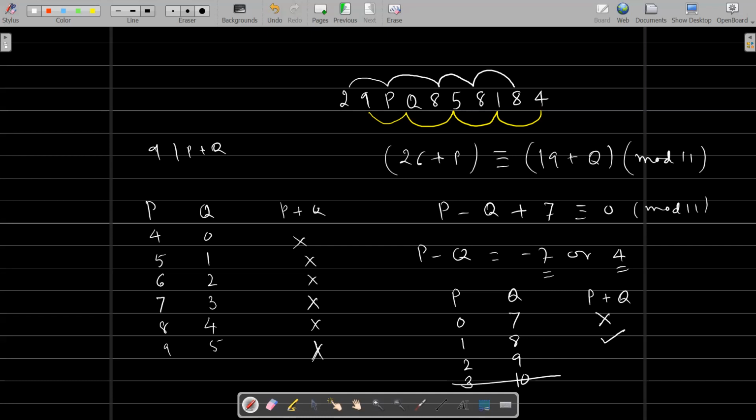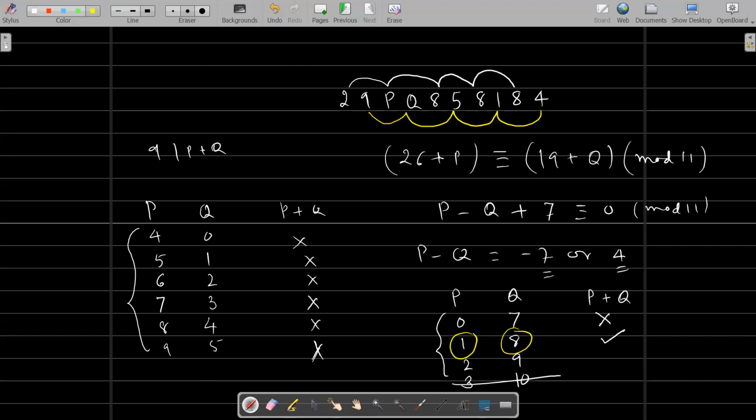So we want p and q to be digits such that the difference p minus q is -7, and we have only these three cases, right? For example, for the difference to be 4, I ended at 9. I did not consider 10 and 6 because 10 is not a digit. So the answer will be p equal to 1, q equal to 8 and r equal to 4.